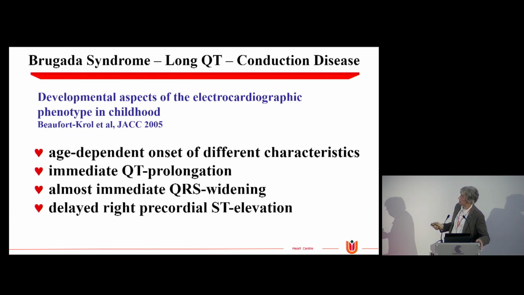So what we showed in this family is the age-dependent onset of different characteristics. There is immediate QT prolongation immediately after birth. There's almost immediate QRS widening, and the right precordial, that was not in the previous slide, is even later, it develops later.